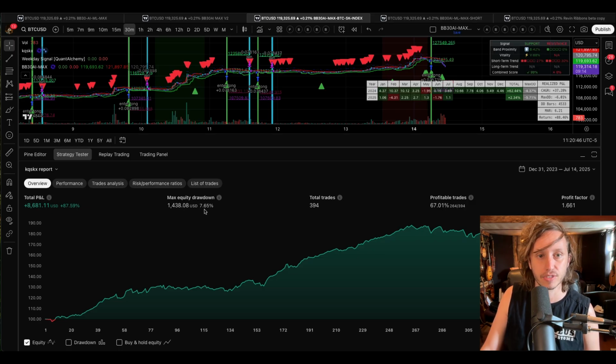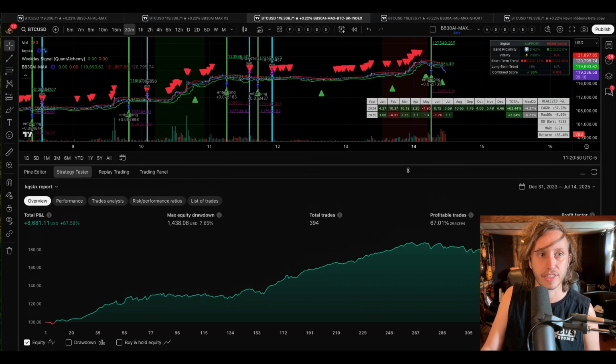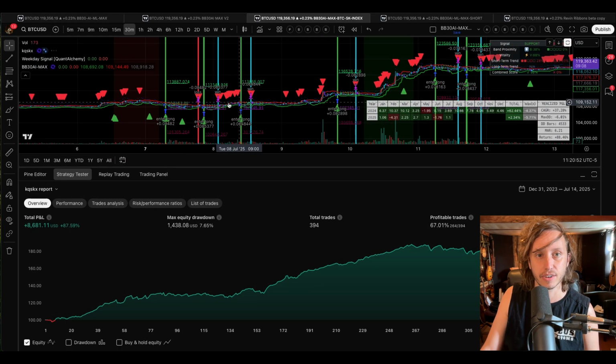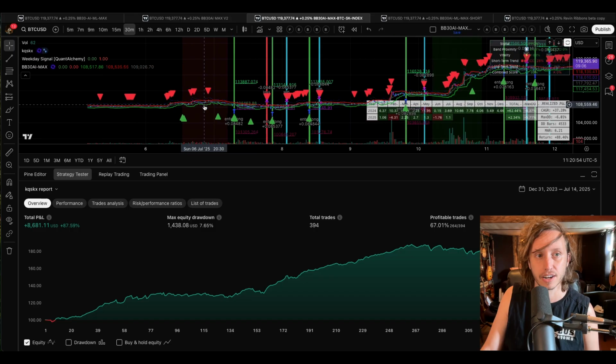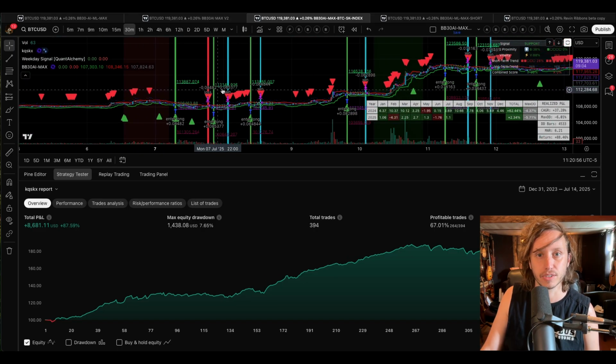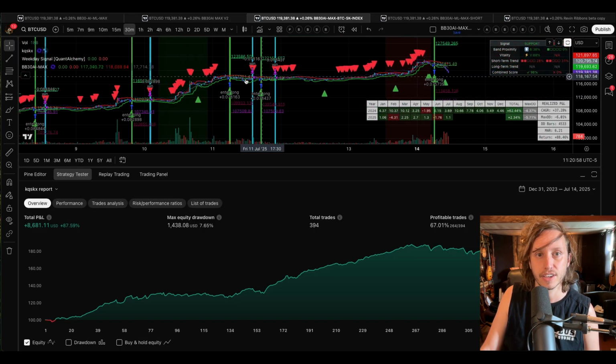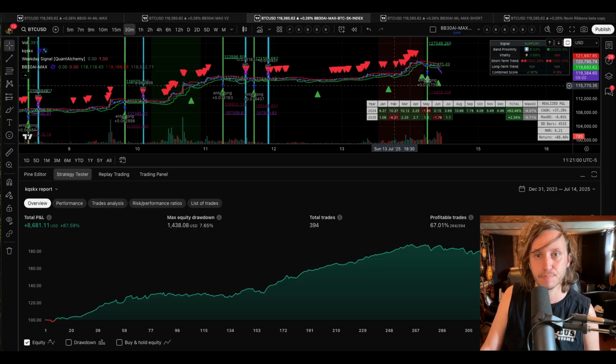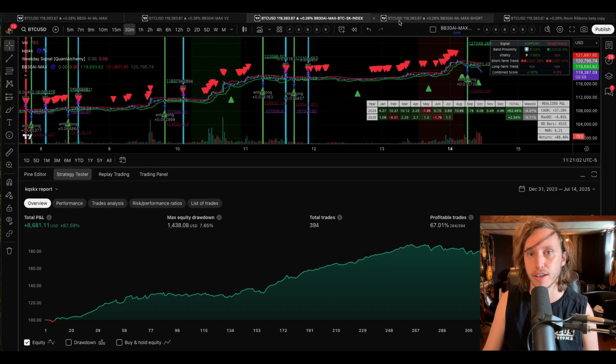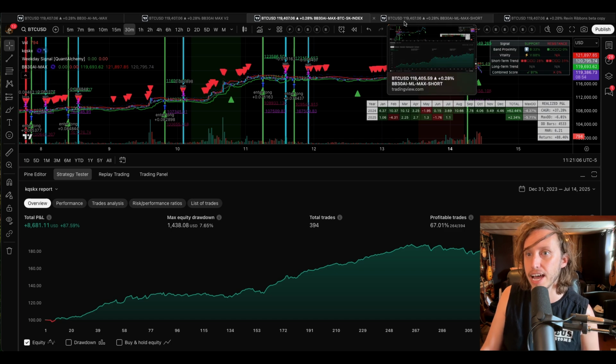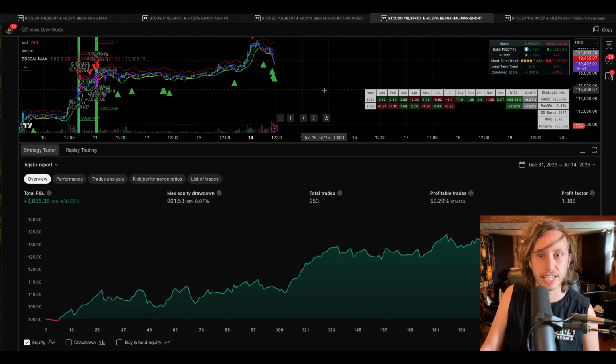It does have a nice, very small drawdown percent, which might be safer in that regard. And it did get a lot of wins. It had a small loss back here, but it has had just a lot of wins in the last few weeks. And after a lot of wins, at some point some losses are going to come, so that's to be expected.